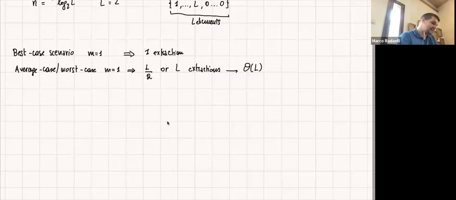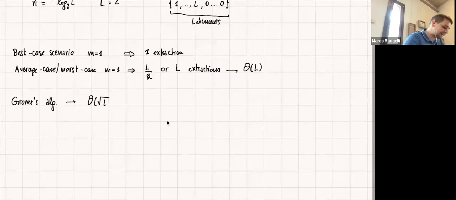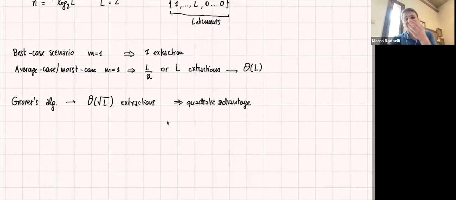Okay, what we will find is that Grover's algorithm allows a different scaling. So it allows an order of square root of L extractions. This is therefore a quadratic advantage. It's not a huge advantage, it's not an exponential one. For example, if you consider Shor's factorization algorithm, there you have an exponential advantage, which is like going from an intractable problem to a tractable problem.